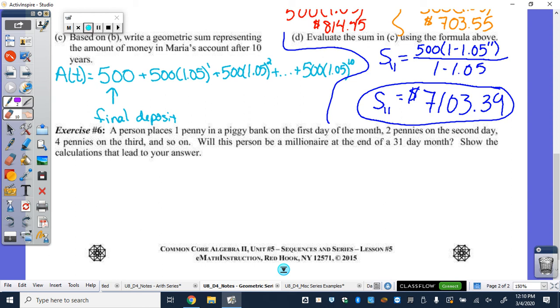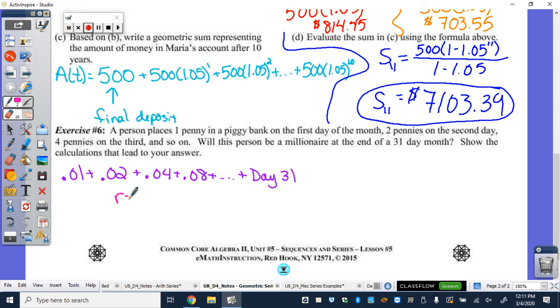So again, what we're dealing with is they put 1 penny in there, so they have 1 cent. And then they put 2 pennies in there. And then they put 4 pennies in there. And then they would put 8 pennies in there. Dot, dot, dot, until they get to the end of the month, until day 31, whatever it is that they add.